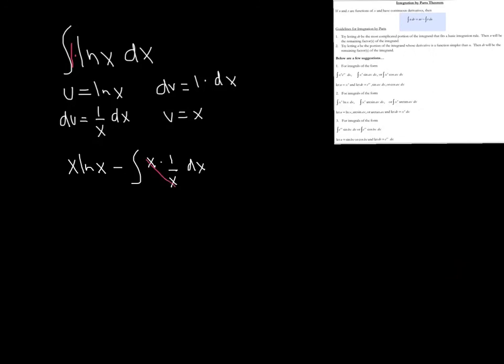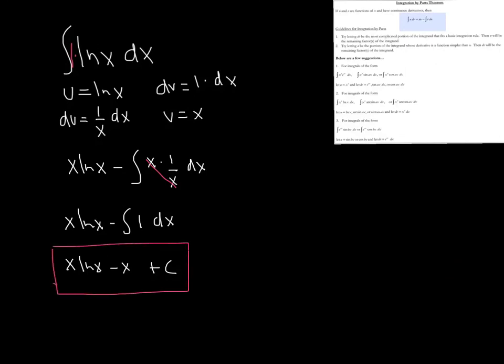And nicely, these cancel, and so you have x natural log of x minus the integral of 1 dx, and the integral of 1 is simply x, and then you need a plus c after that because it's an indefinite integral, and that is integration by parts. All right, we'll practice some more tomorrow in class.